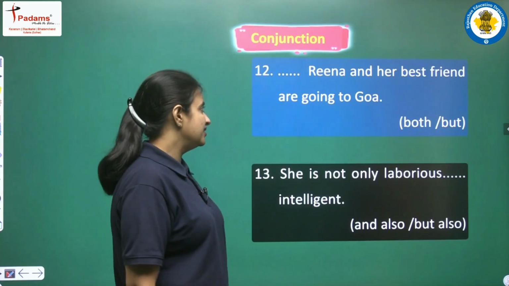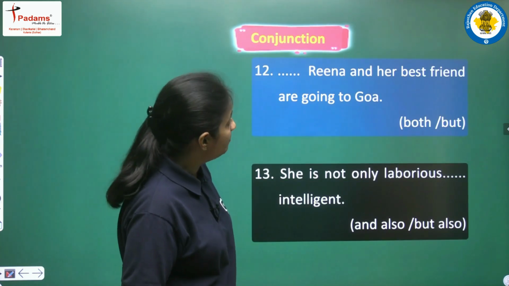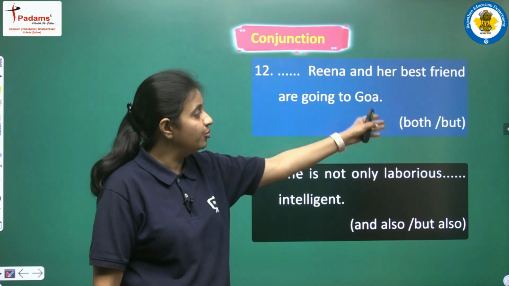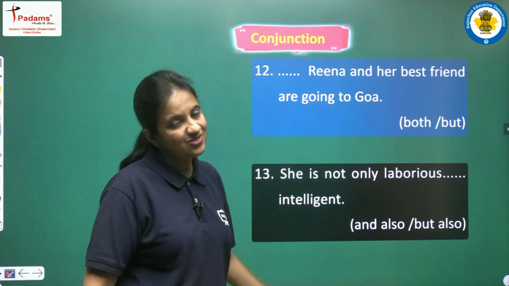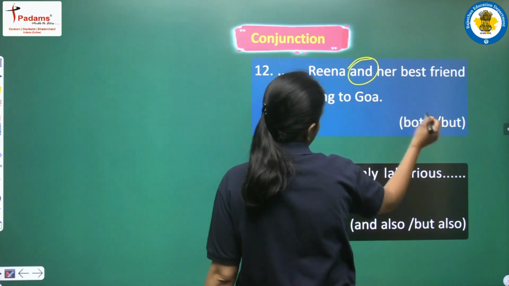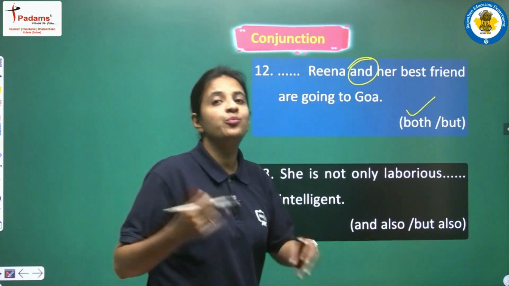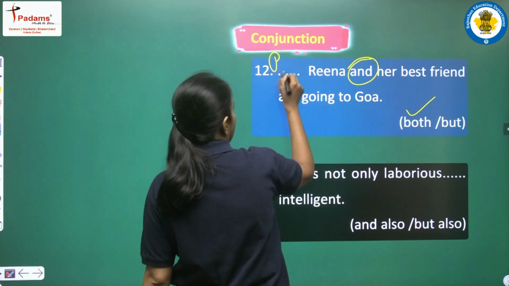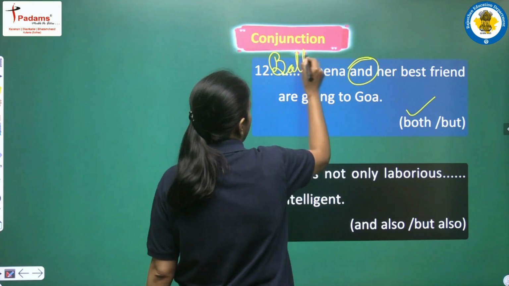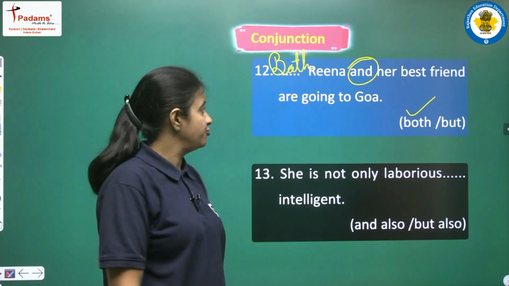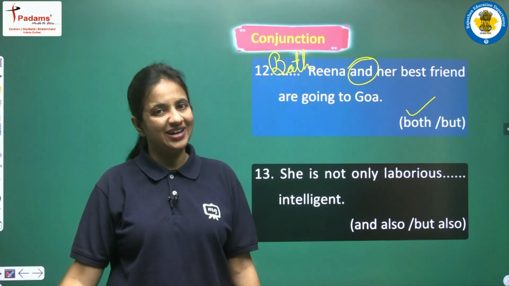Moving on, next sentence, Reena and her best friend are going to Goa. We are having two options, both and but. So it is a very easy one, very easy to choose the correct option. We all know that both and is used as a conjunction. So in this blank we have to write both, and the complete sentence will be: both Reena and her best friend are going to Goa.